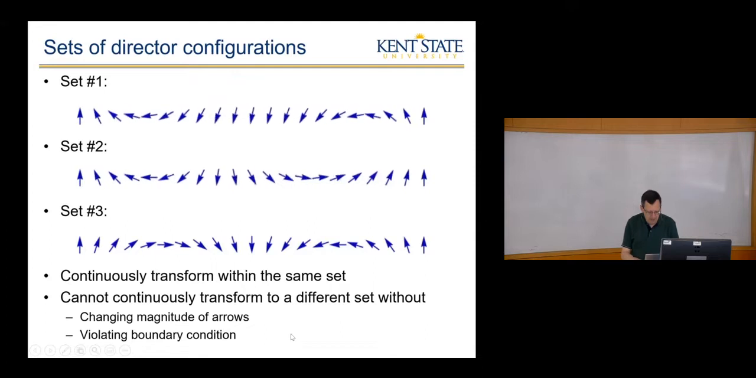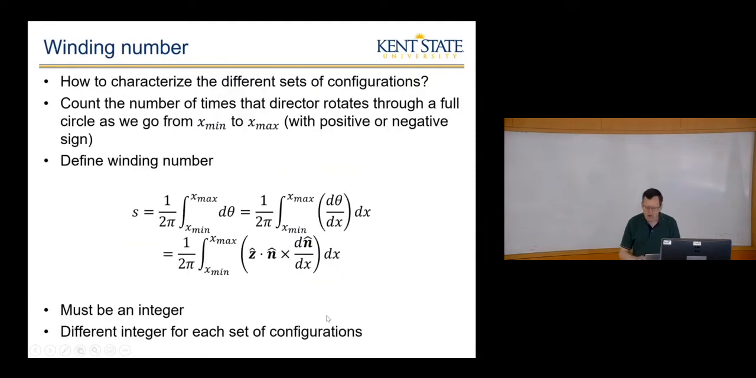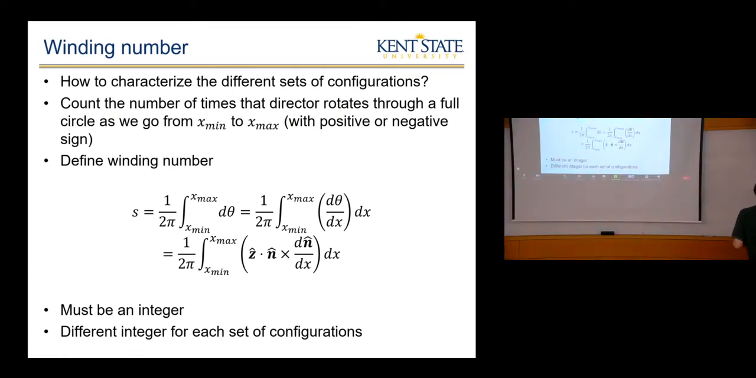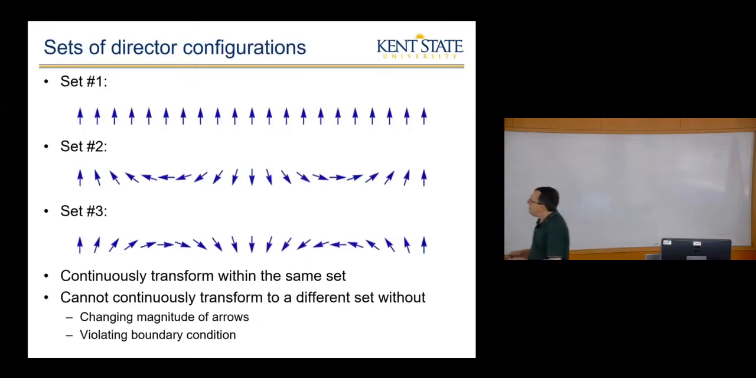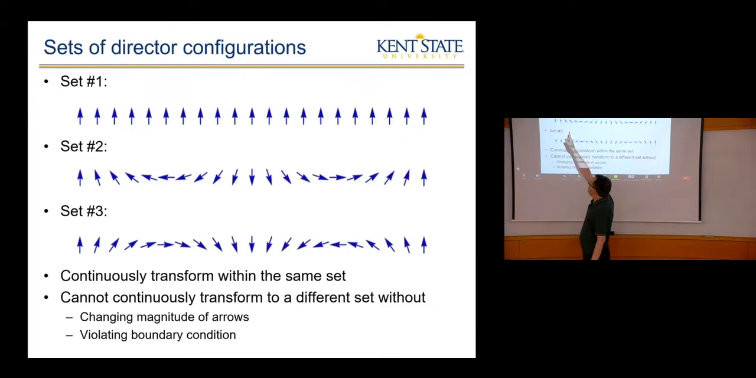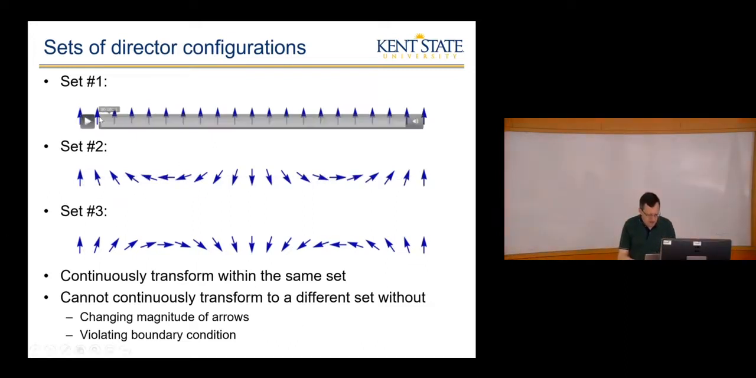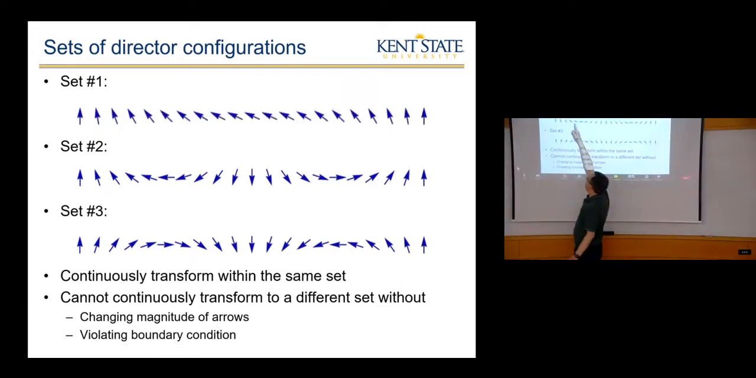Here it is. We could characterize the configurations by counting the number of times that the director rotates through a full circle as we go from x min to x max. So in set one, that number of times is zero, if the director's never changing, or in any of the variations like that, where it changes in a positive sense, and then it changes back in a negative sense. So it integrates to zero.